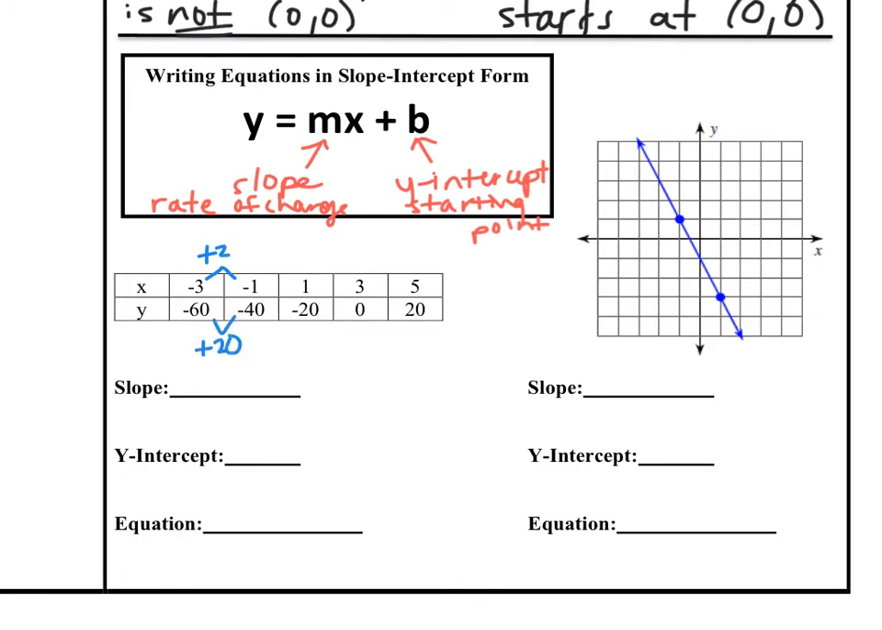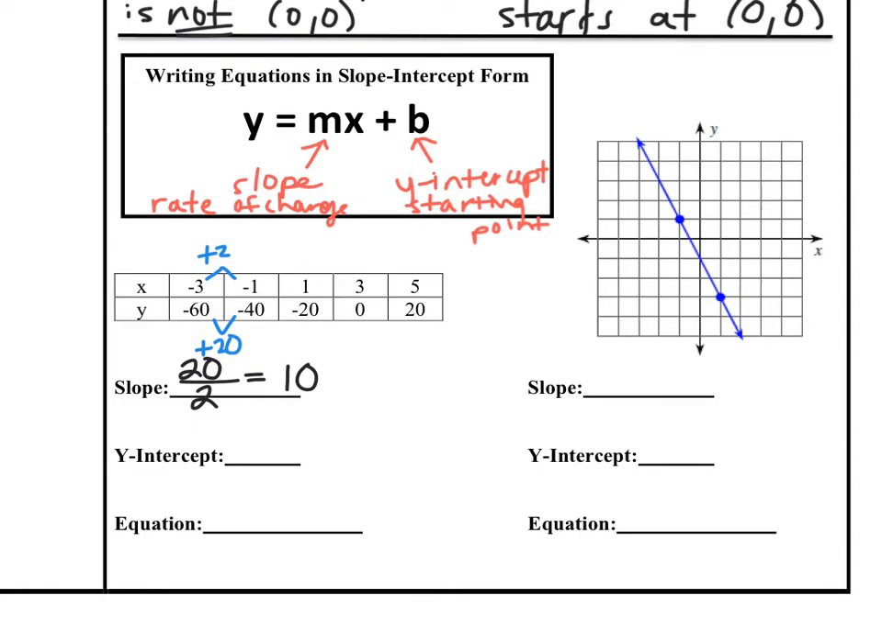So my slope would be 20 over 2. Remember, we only have to do that one time. You don't really need to do the whole table. Pick the numbers that are closest together. 20 divided by 2 is +10. So that would be the best way to write my slope.